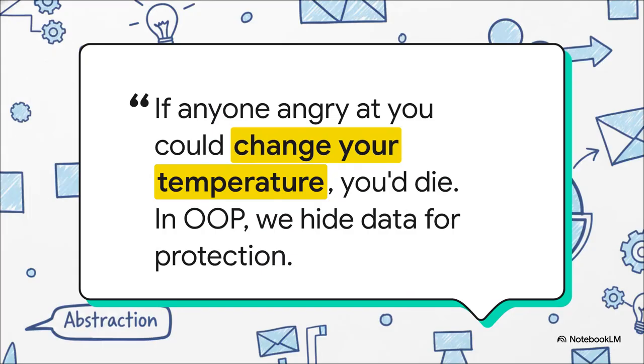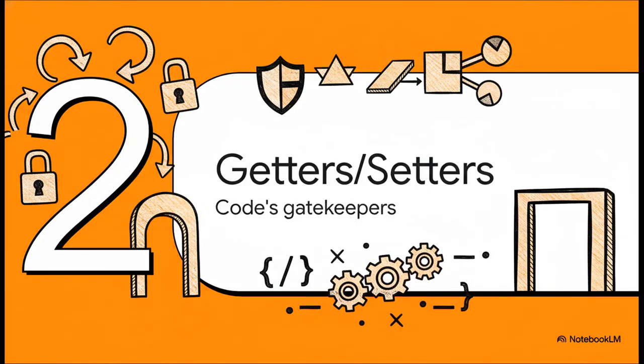And this analogy is just brilliant. It really illustrates the core idea perfectly. Just like your body has all these internal systems to protect its temperature, a class should protect its own internal data. You don't want outside interference messing things up, causing bugs, and wrecking the stability of your object. This whole idea, by the way, has a name. It's called encapsulation.